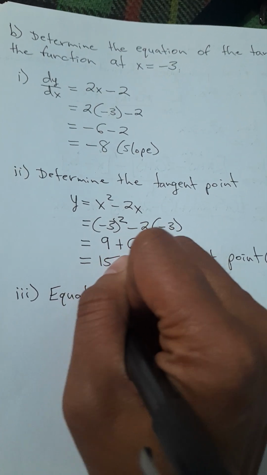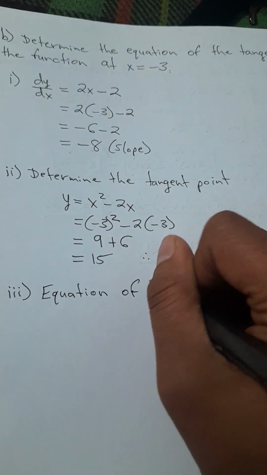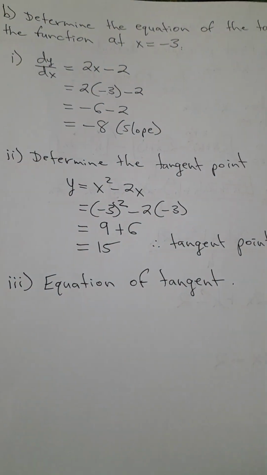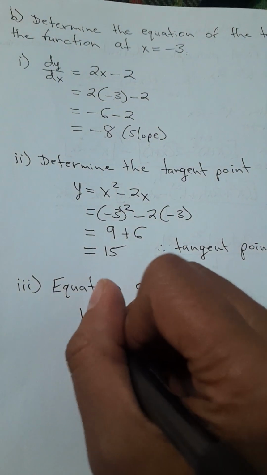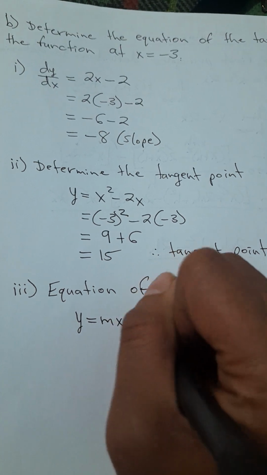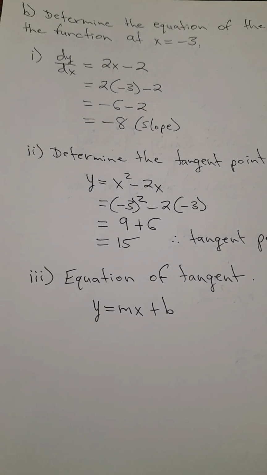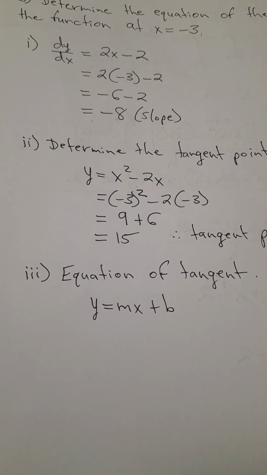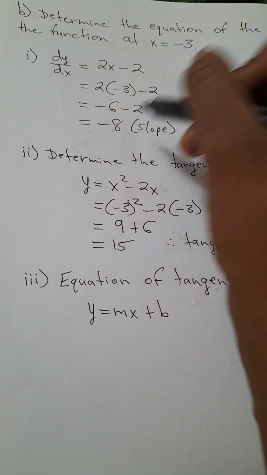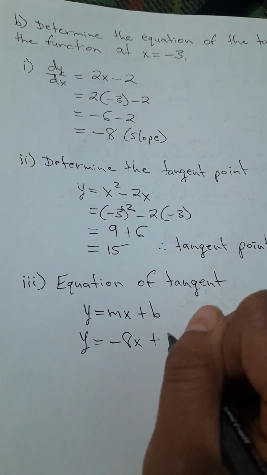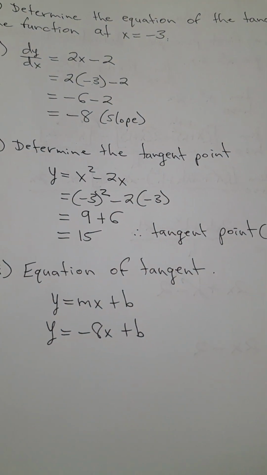Right, so let's put equation of the tangent. And this is really important. Remember, the equation of the tangent is basically a straight line. So it's going to be y equals mx plus b. And the m represents basically the slope, right? So we're going to do y equals negative 8x plus b.